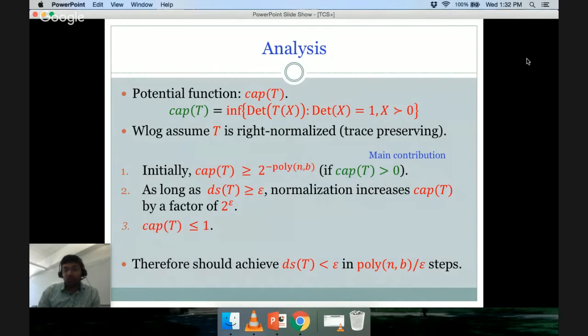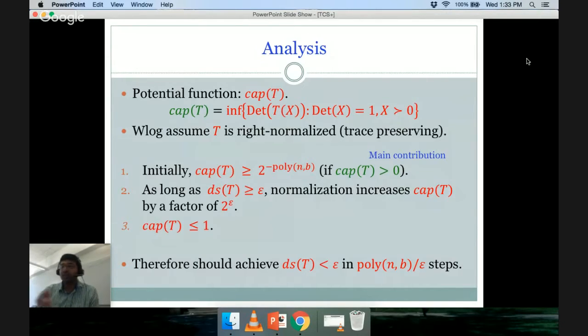And to prove this lower bound, we'll need to borrow techniques from non-commutative rank and invariant theory. Also, our main application for operator scaling is non-commutative rank. So next I'll move on to the notion of non-commutative rank of symbolic matrices. And after that I'll give you the complete analysis of this algorithm.